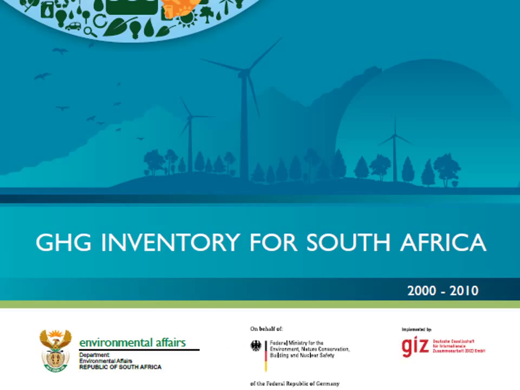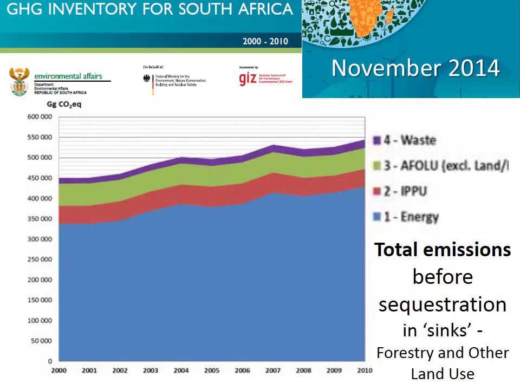An official report on South Africa's emissions in the first decade of the 21st century was published in November 2014. The inventory reports total emissions reaching 544 megatons in 2010, with attributions to waste, agriculture, forestry and land use, industrial processes and product use, and energy, that is, energy supply and use, which accounts for over 80% of national emissions.